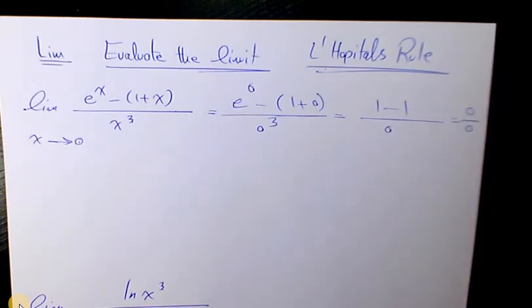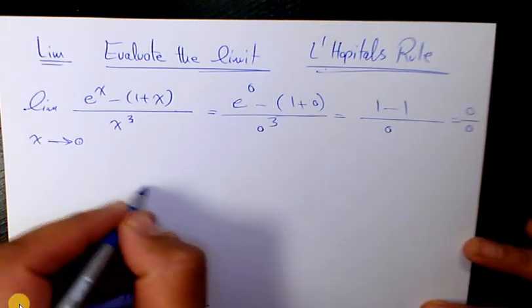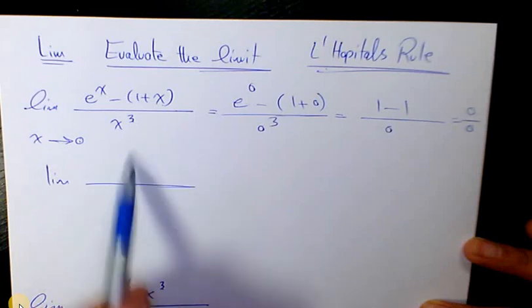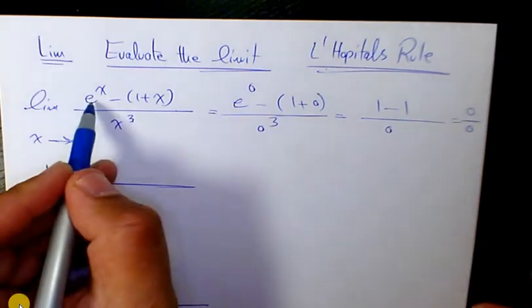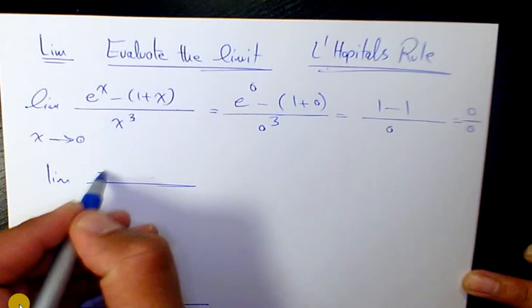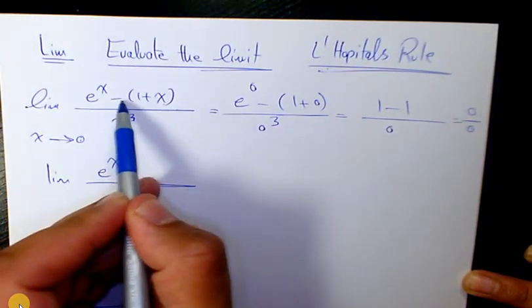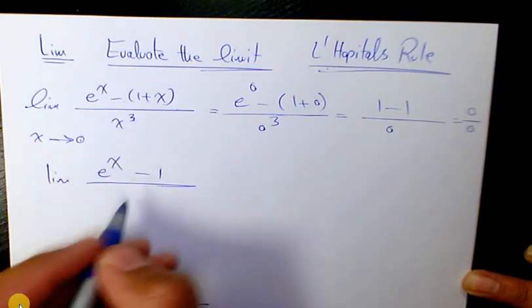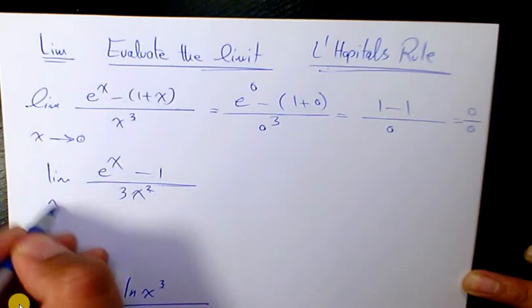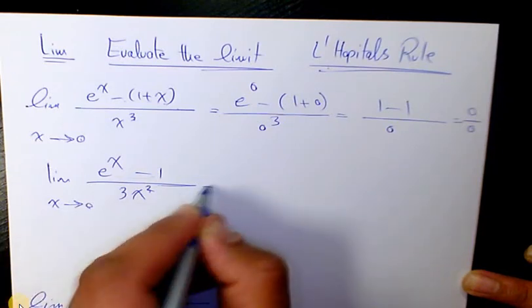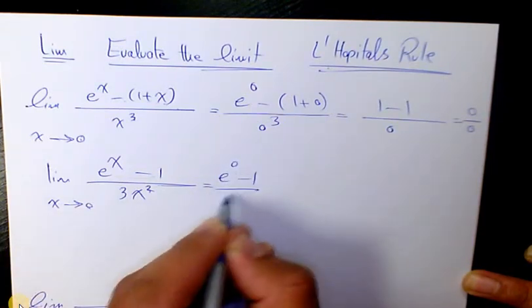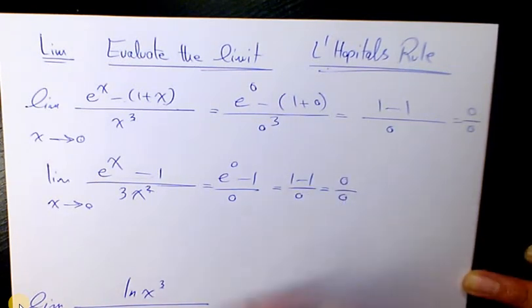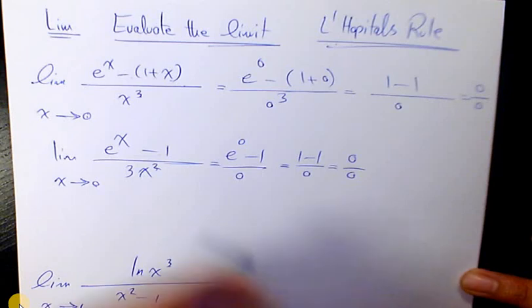So what does L'Hopital's rule say? It says the limit will be the derivative of the numerator divided by the derivative of the denominator. So the derivative of e^x is the same thing. The derivative of negative 1 plus x is going to be negative 1. The derivative of x^3 is going to be 3x^2. So when x is approaching 0, it's going to be e^0 - 1 over 0, which is 1 minus 1, 0 over 0. Again, we need to do it one more time.